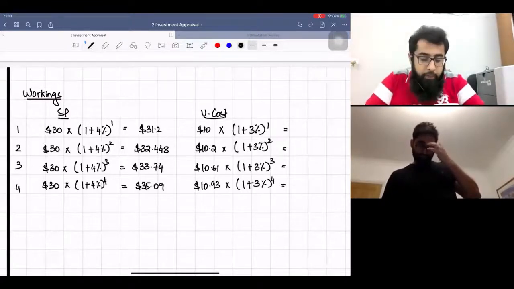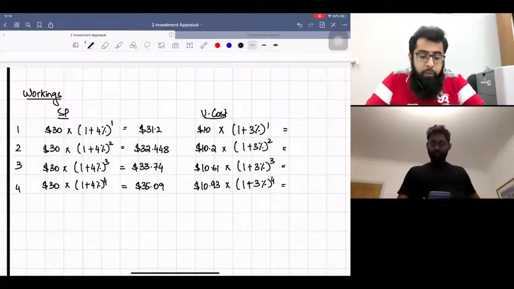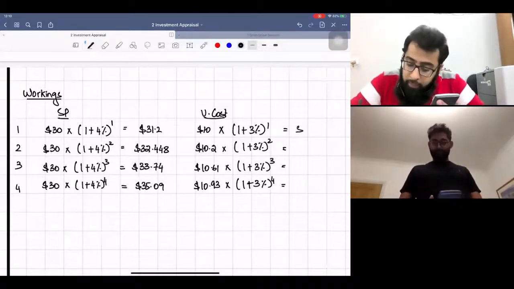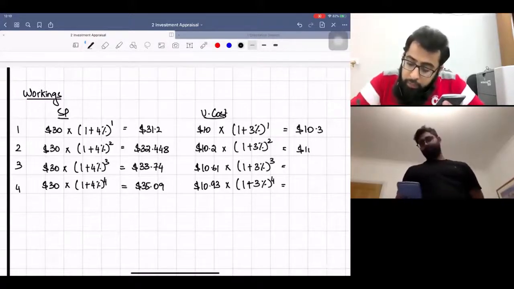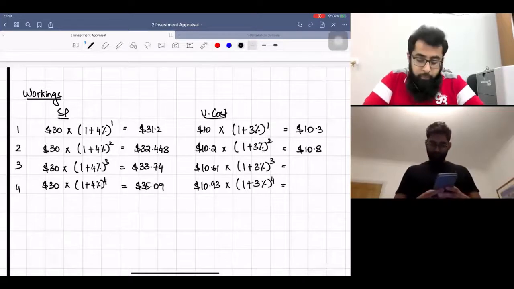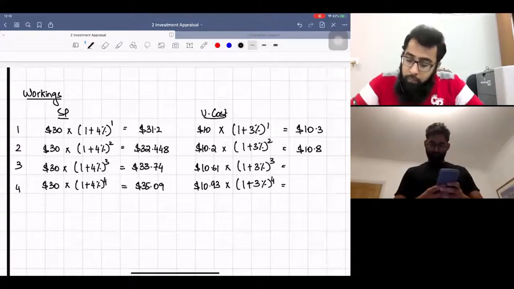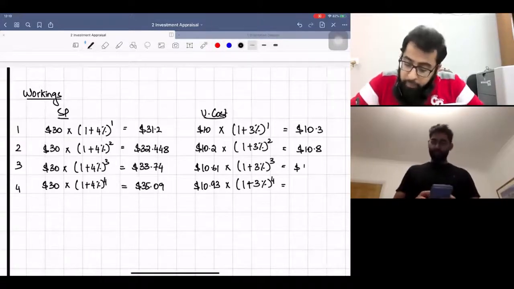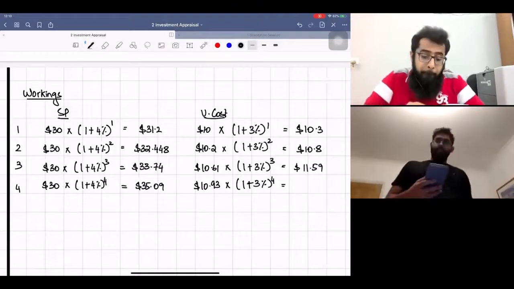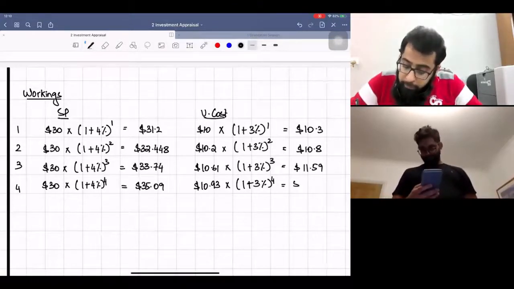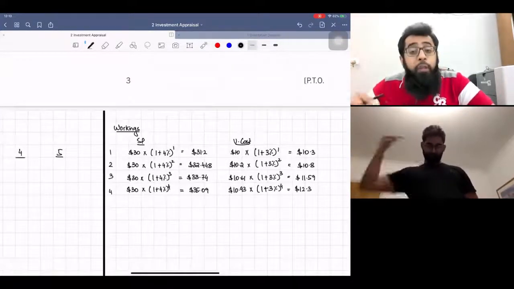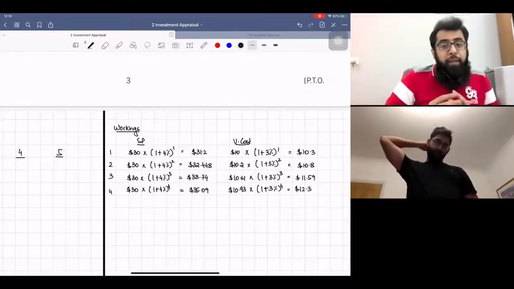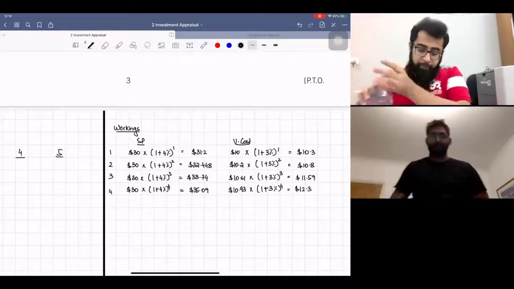So, 10 into 1.03 is $10.3, year 2 is 10.8, then 11.59, and 12.3. So this was a new issue in this, that we have to deal with different costs and then we have to inflate them.